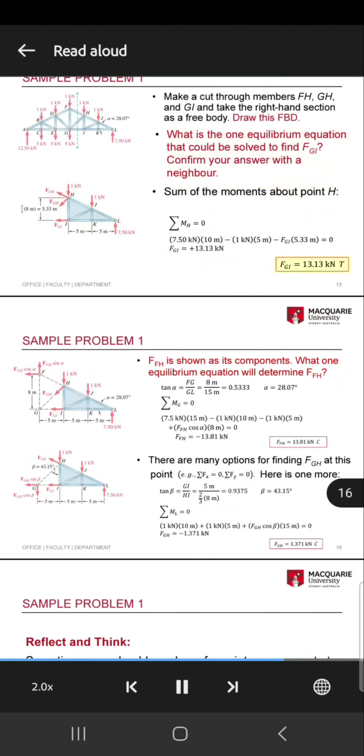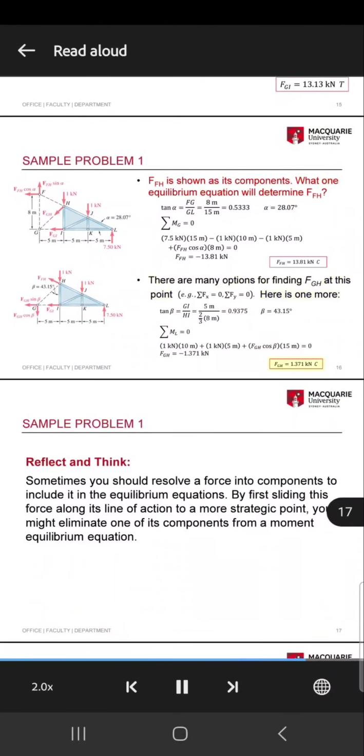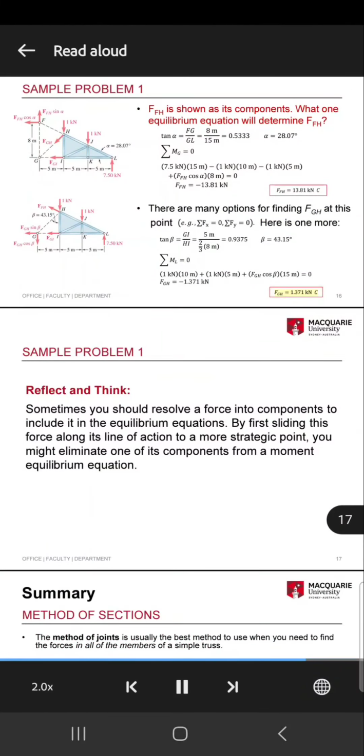FGI equals 13.81 kilonewtons tension. FFH equals 13.8 kilonewtons. There are many options for finding FGH at this point. Here's one more: FGH equals 1.371 kilonewtons tension.